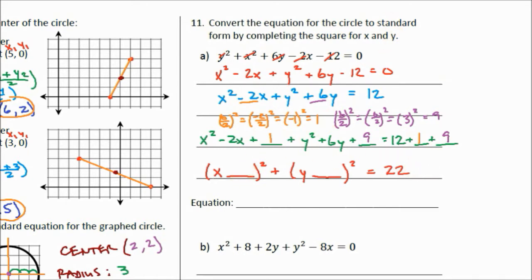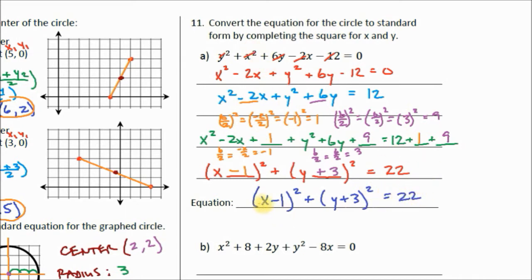This number in the blank, class, we know we got this with b over 2, which is negative 2 over 2, which is negative 1. So this is minus 1. And the y value that goes in this factored quadratic is going to be b over 2, which is 6 over 2, which is equal to 3. That's positive 3. So now we see our final equation can be written as x minus 1 squared plus y plus 3 squared equals 22.